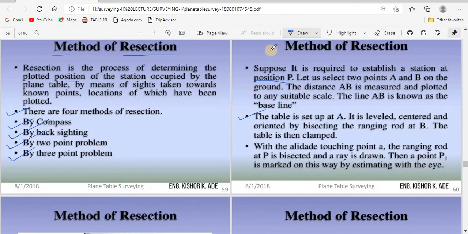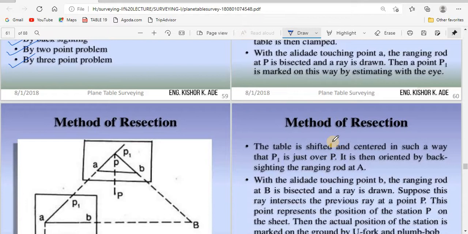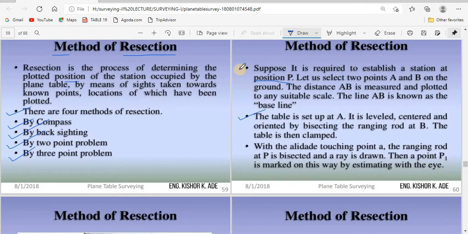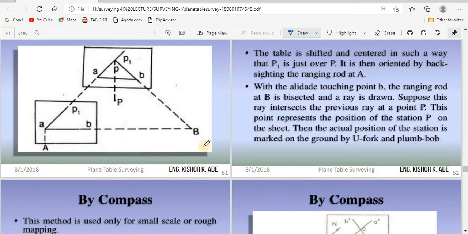Sorry, I got confused a little bit. What you have to do before this is take a drawing sheet. Okay, we need to establish a point P. Now there are 2 points on the ground, point A and point B. With the help of your chain or your tape, you can measure this distance AB, and by selecting a suitable scale, you draw it on a drawing sheet.